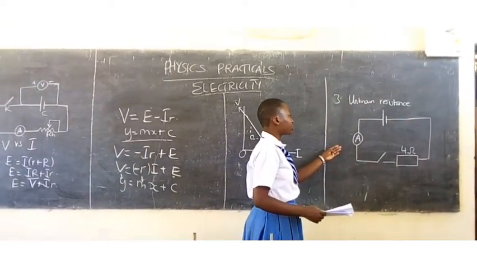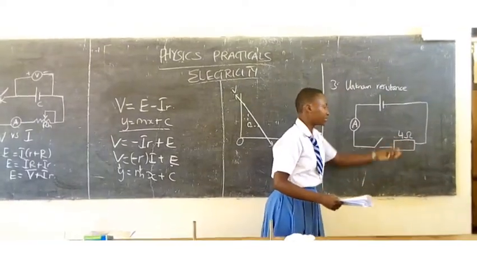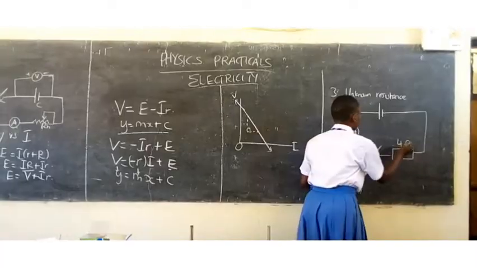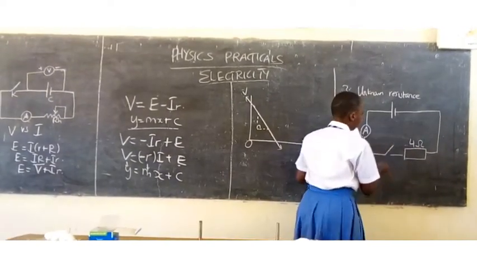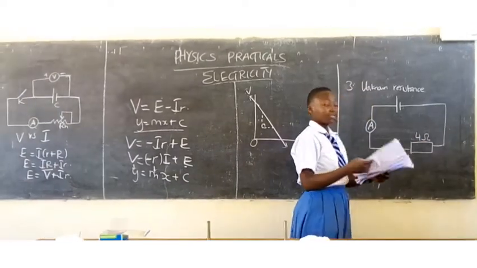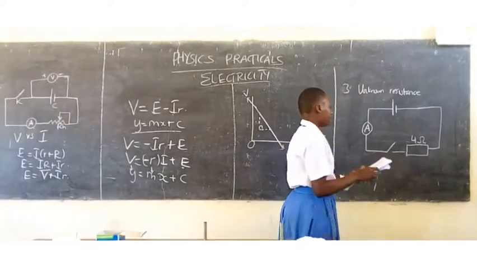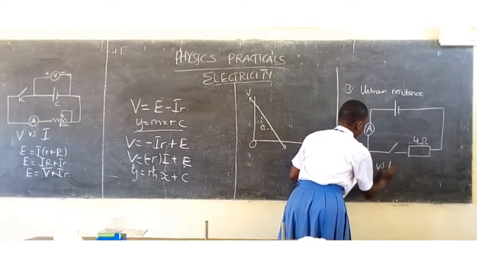This here is the circuit structure. In the question, you'll be told to vary this resistance by putting in the standard resistor of 4, then 6, then 8, then 10, then 12, following a certain range. After that, you plot a graph of 1 over I against R.